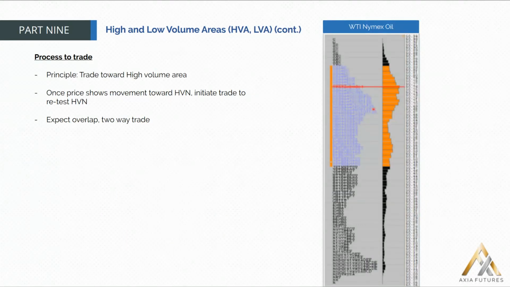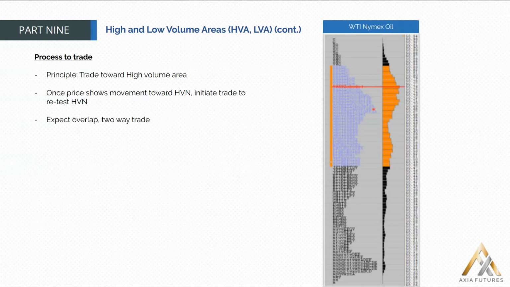So in the example provided, you can see two very distinct high volume areas. Now remember, a high volume area is not a value area. It's a series of prices that is attracting the most trade over time or over volume. Now in this example, we can see two distinct high volume areas, one at the low and one at the high. Now, the process to trade a high volume area is quite simple. You want to trade toward a high volume area. So when a market is distributing, as it is in this example, there's a high likelihood it's going to trade between high volume areas.